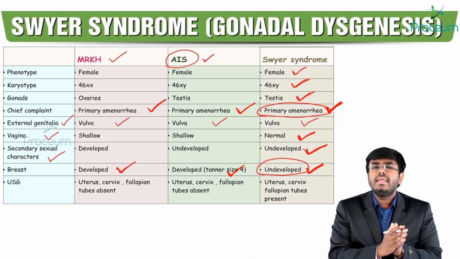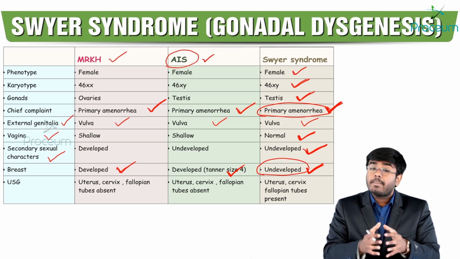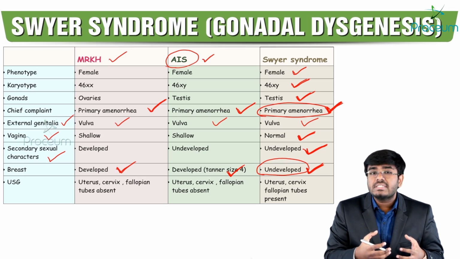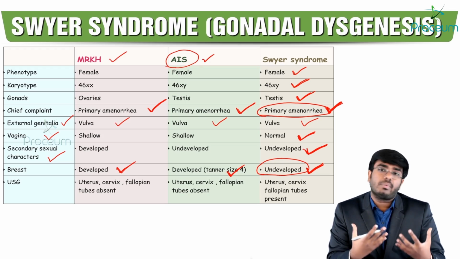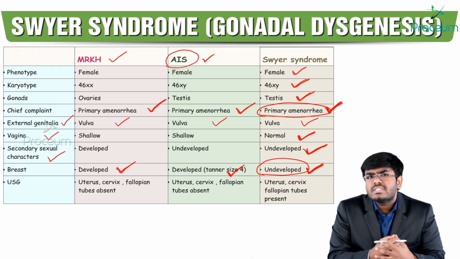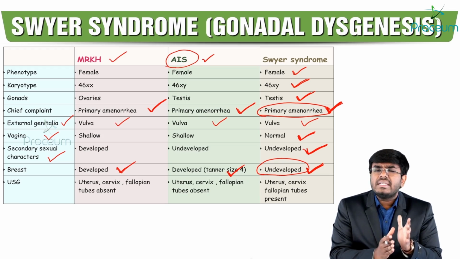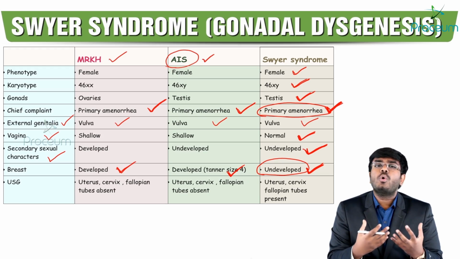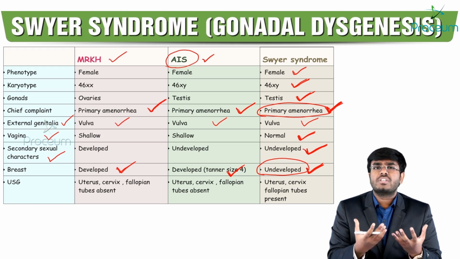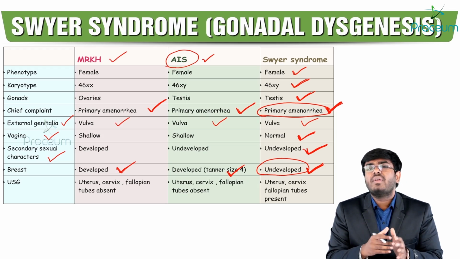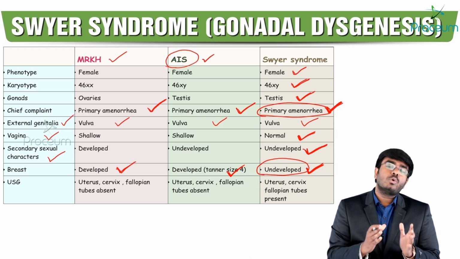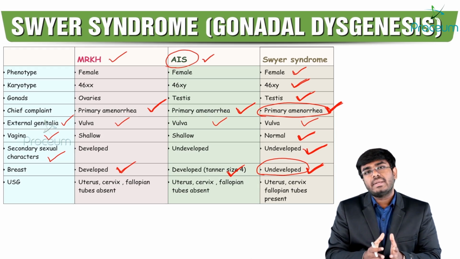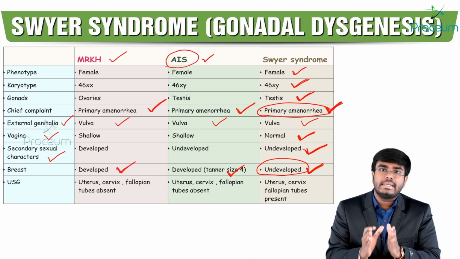And it is peripherally getting aromatized to estrogens. Because of those estrogens, a female with androgen insensitivity syndrome has the bigger breast. But here in Swyer syndrome, because of dysgenetic gonads, there is no testosterone. Whenever there is no testosterone, there is no peripheral aromatization. Whenever there is no peripheral aromatization, there is no chance of estrogens, and breast development is underdeveloped or undeveloped.